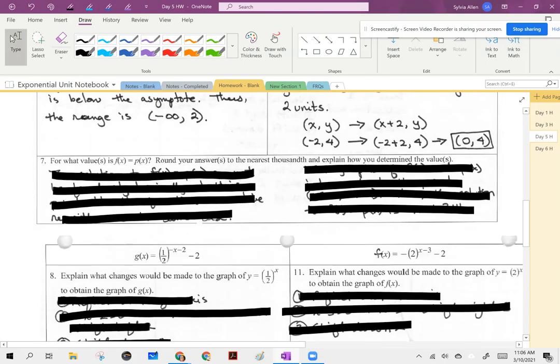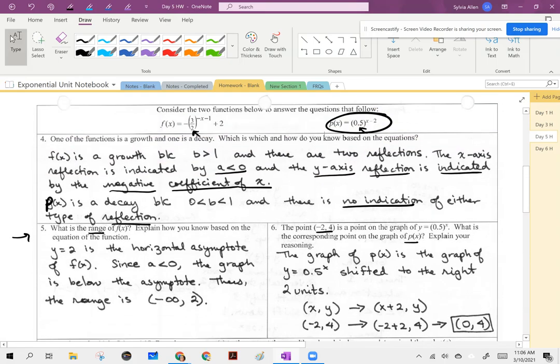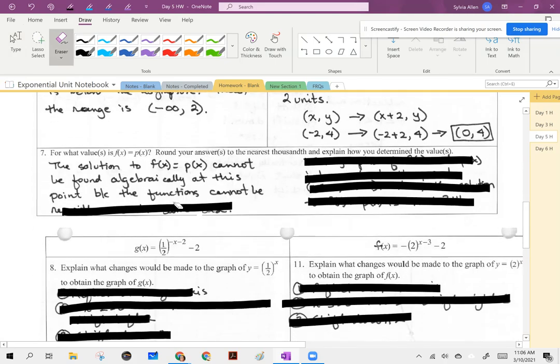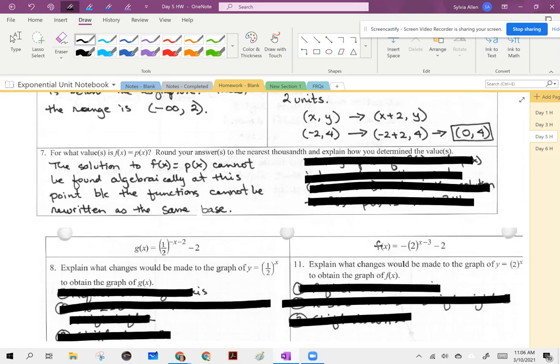Number 7. It says, for what values is f of x equal to p of x? Round your answers to the nearest thousandth and explain how you determine the values. Well, if we have these 2 functions right here, we got to look at the b values and see if we can do them algebraically. Remember that to do them algebraically, you have to have the same base. And I cannot do that algebraically right now because you can't rewrite them with the same base. One is 3 over 2 and one is 1/2.